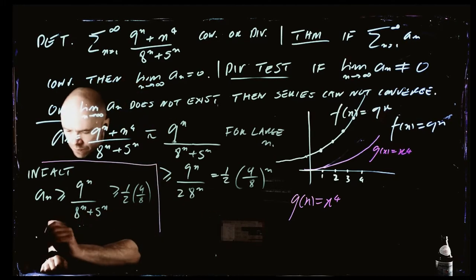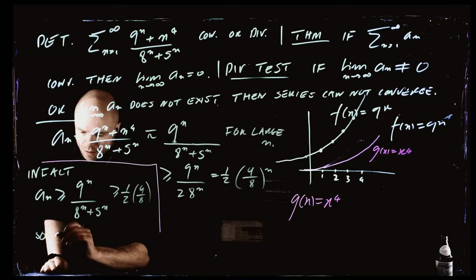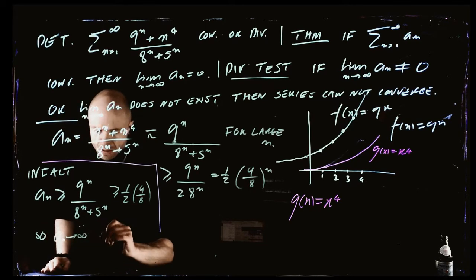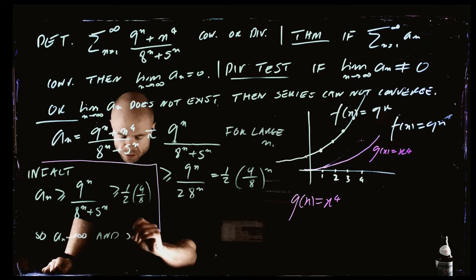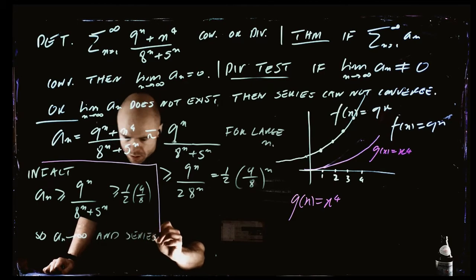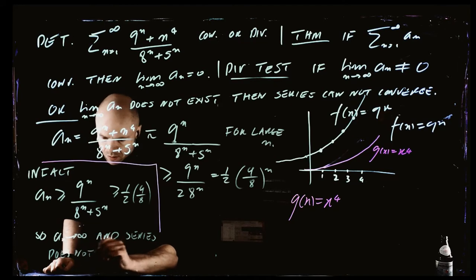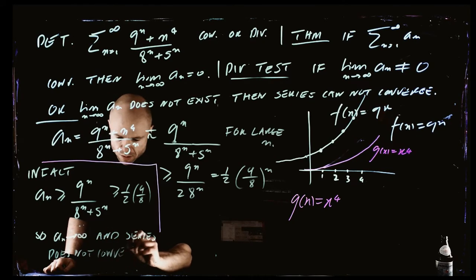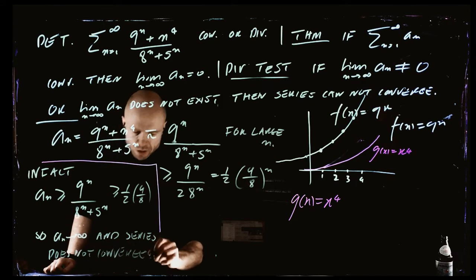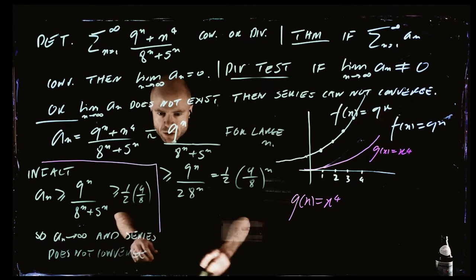So a_n goes to infinity, and the series doesn't converge. Everybody with me here? Okay.